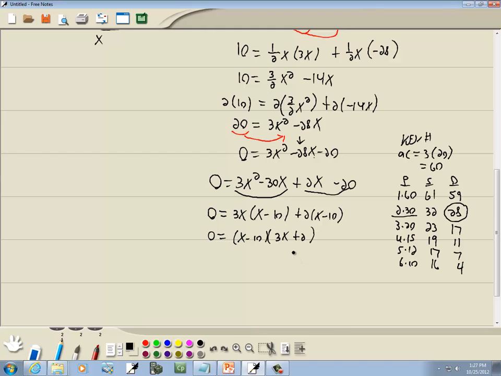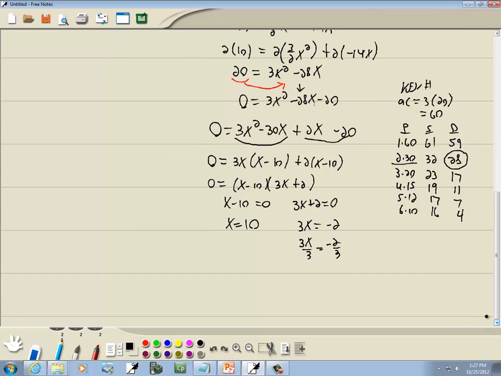Now, zero factor property. You get 0 on one side, you factor the other side, you set each factor equal to 0. So I'll set x minus 10 equal to 0 and 3x plus 2 equal to 0, which gives us 10. And here I take the 2 to the right side, becomes a negative 2, and divide both sides by 3. And we get x is equal to negative 2/3. Now again, a negative distance doesn't make any sense, so we're just going to go with 10.